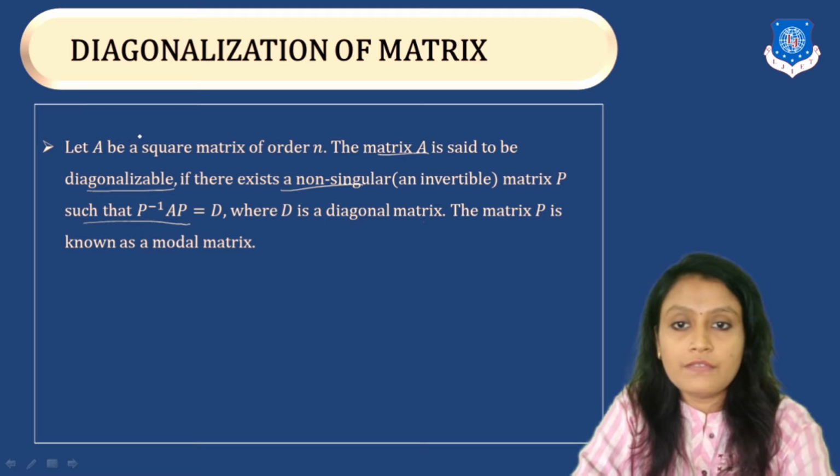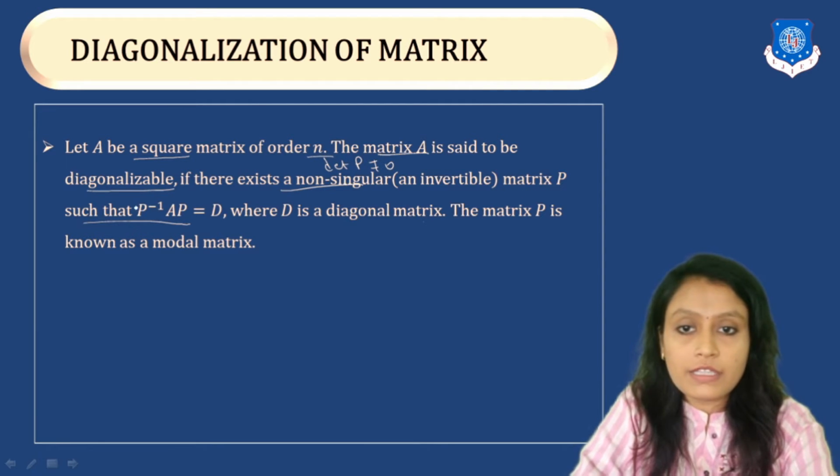Firstly we are taking a square matrix of order n, and we can say that this matrix is diagonalizable if we have this non-singular matrix P. Non-singular means the determinant of P should not be equal to 0, right? So we have this non-singular matrix P such that P inverse A into P equals D, where D is a diagonal matrix.